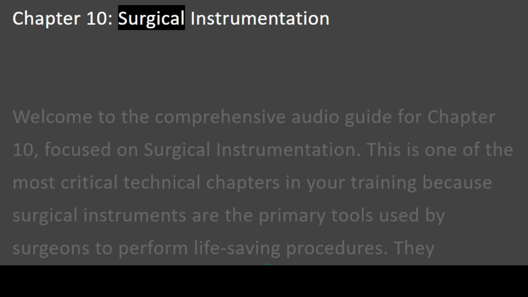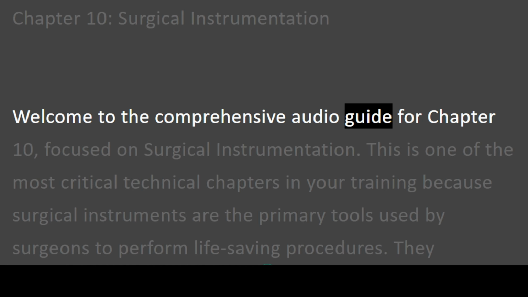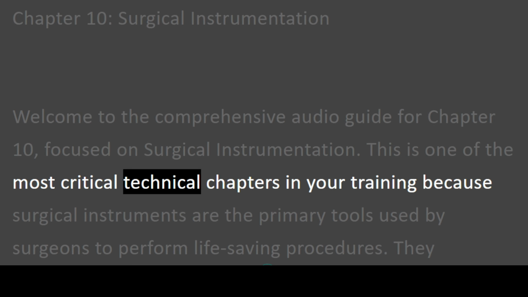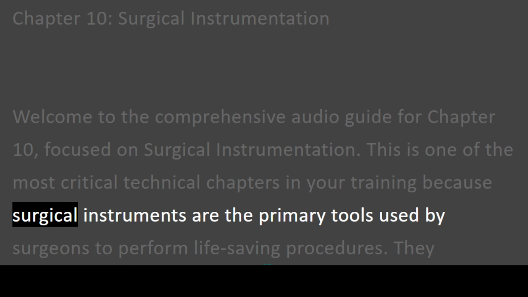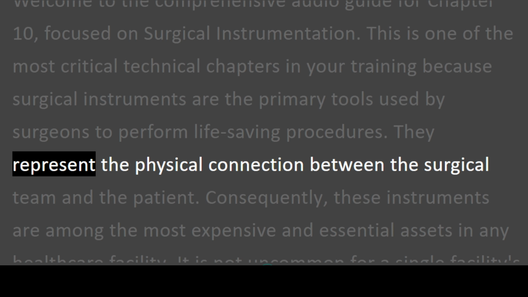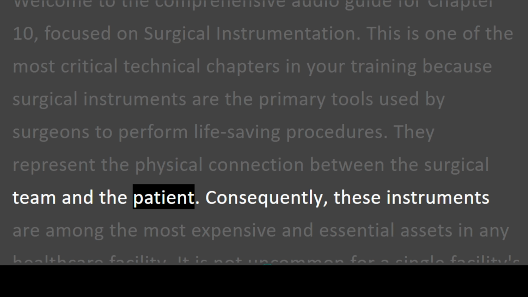Chapter 10, Surgical Instrumentation. Welcome to the comprehensive audio guide for Chapter 10, focused on surgical instrumentation. This is one of the most critical technical chapters in your training because surgical instruments are the primary tools used by surgeons to perform life-saving procedures. They represent the physical connection between the surgical team and the patient.